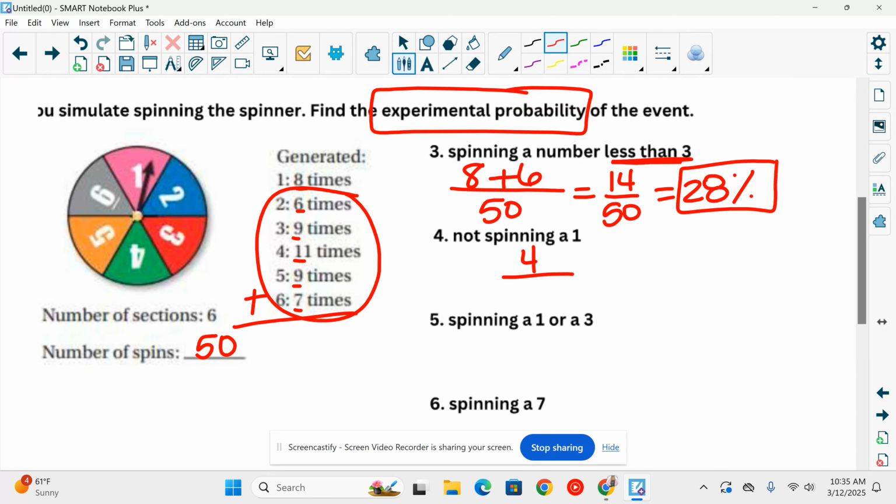So all of this added up gives me 42 out of a total of 50, which gives me a percent of 84%. And the likelihood would be likely to happen.